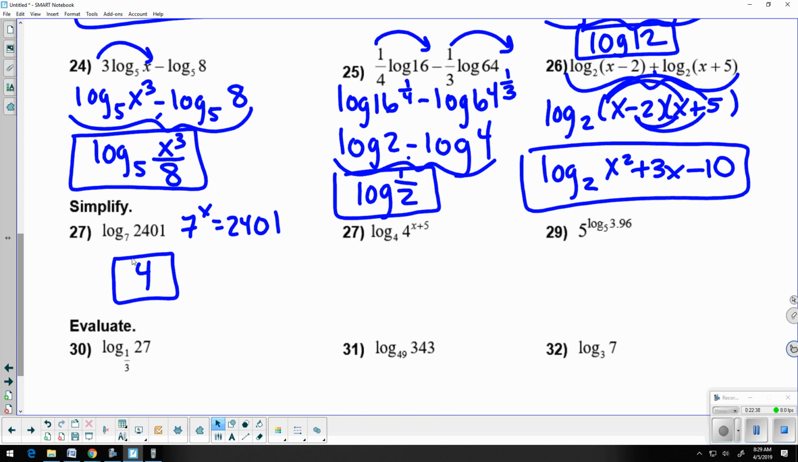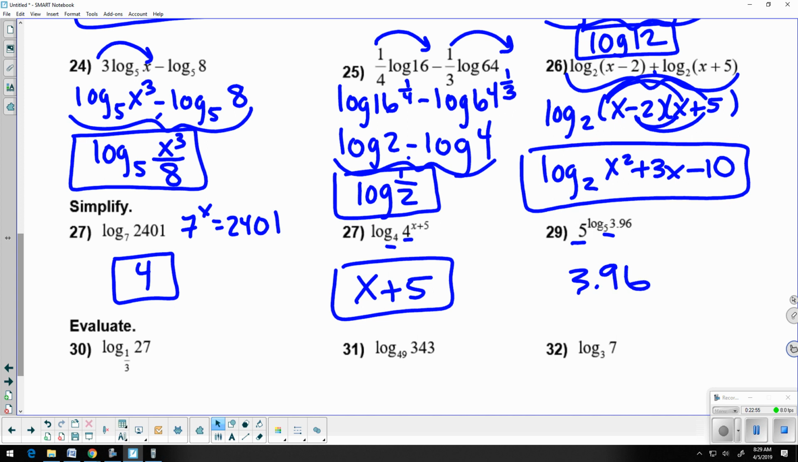Okay, for 27 though, if you notice, these two bases are the same. That's the inverse. Okay, again, those essentially just cancel out. My answer would just be simplified x plus 5. And same thing for 29. The bases are the same. The exponential and the log, essentially, they eliminate each other. So my answer is just 3.96.